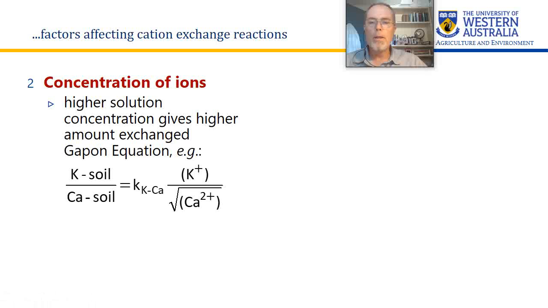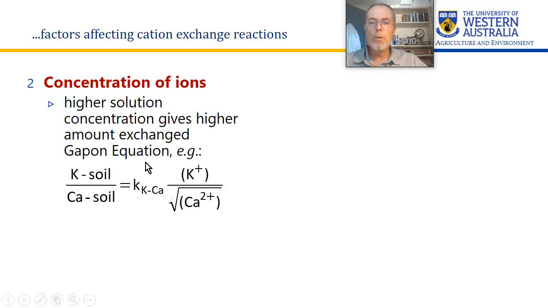Okay. Now, the other thing affecting the reactions, or the position of equilibrium, is the concentration of ions, and we'd expect that. The higher the concentration of ion in solution, the more should be on exchange surfaces in soils, and that is summarized quite neatly by the Gapon equation. It looks a little different from a standard equilibrium expression.